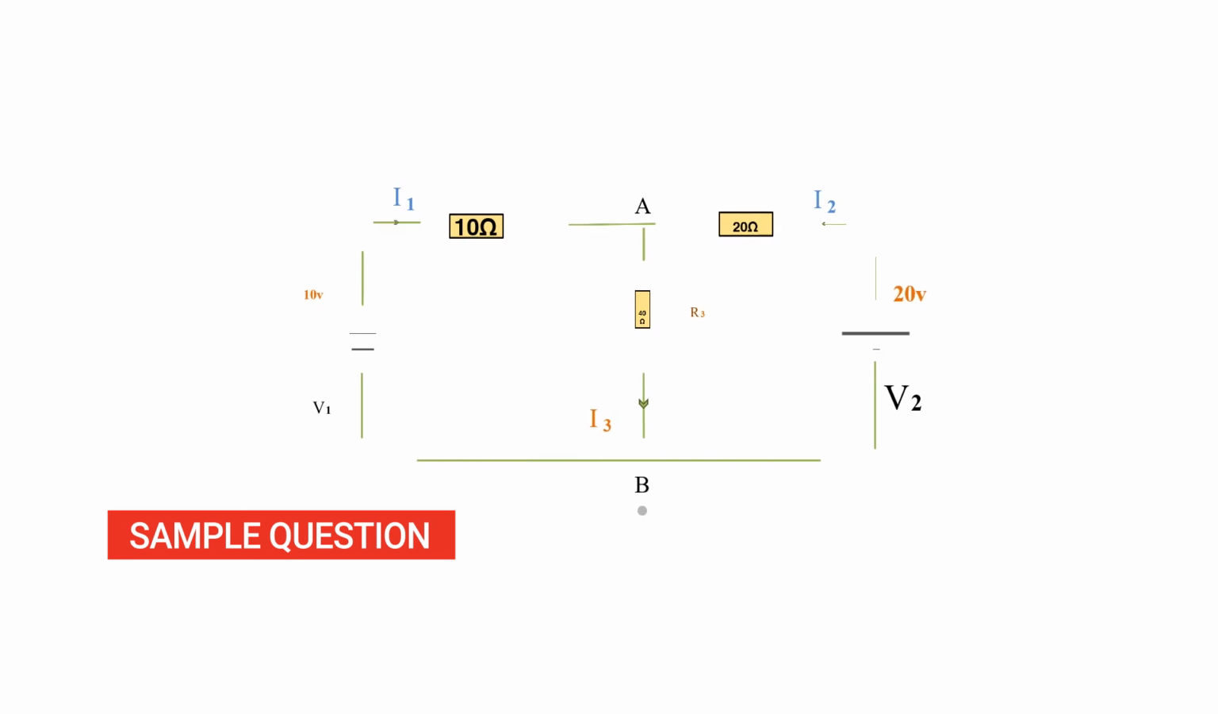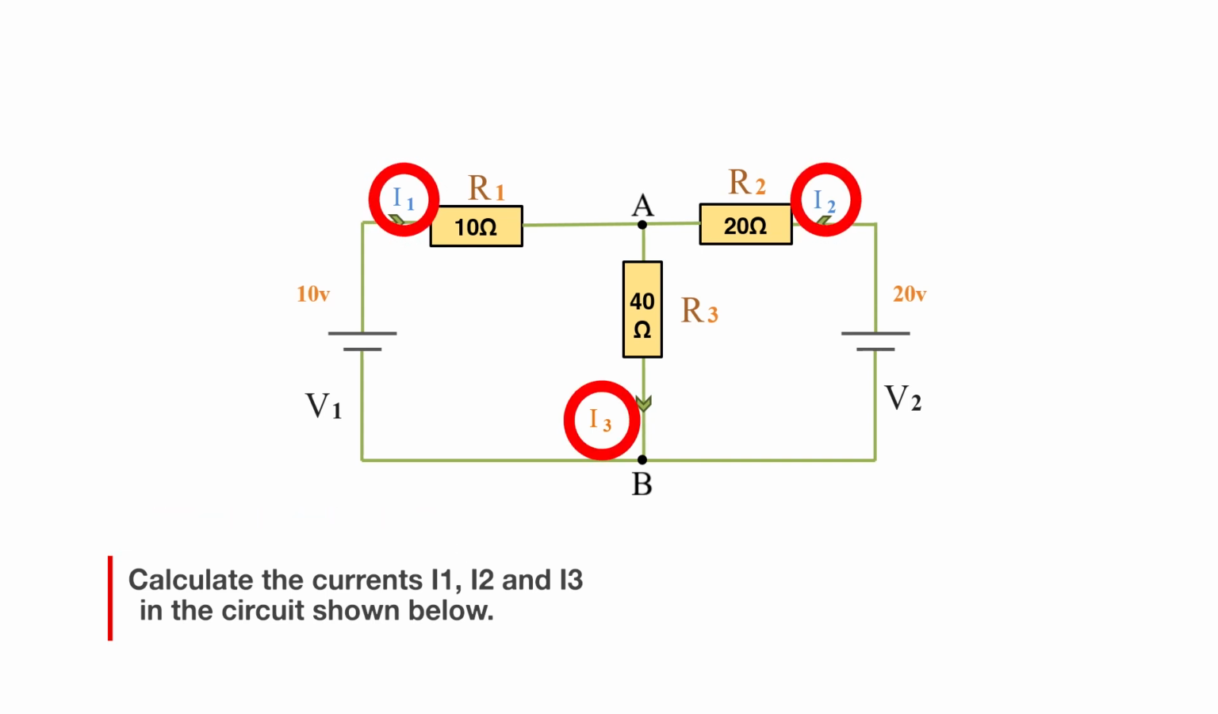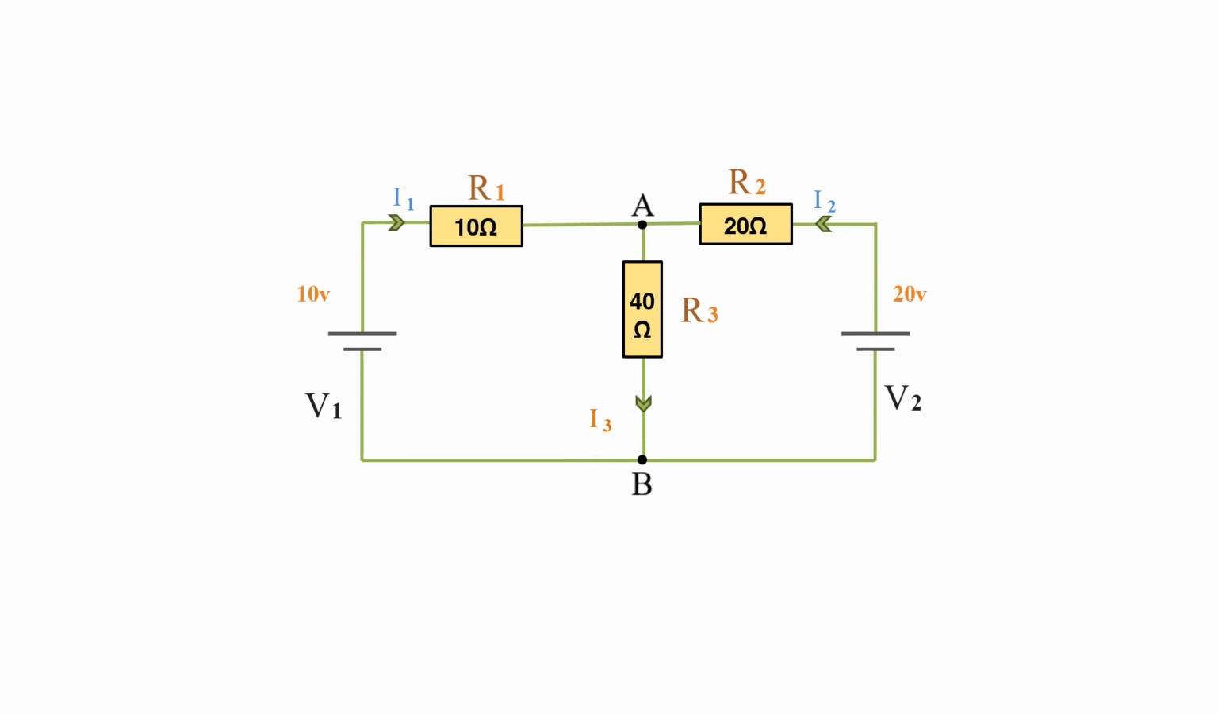Now let's look at an example. Calculate the currents I1, I2, and I3 in the circuit shown. What you do first, identify the junctions in that circuit. Here we have junction A and junction B. Then you assign each junction the current going into that junction. We are going to use junction A in our case to find the value of I1, I2, and I3.